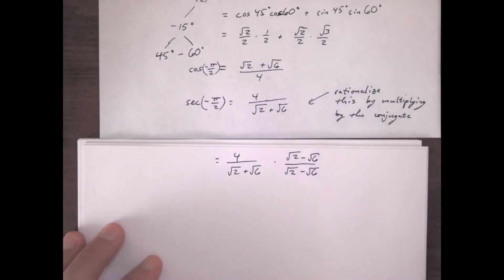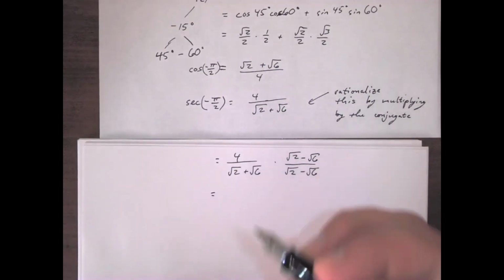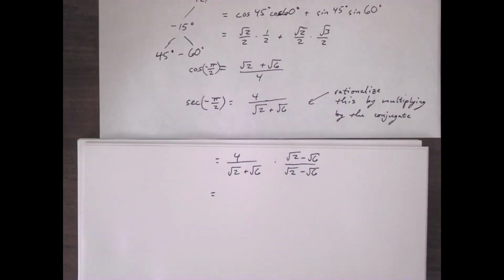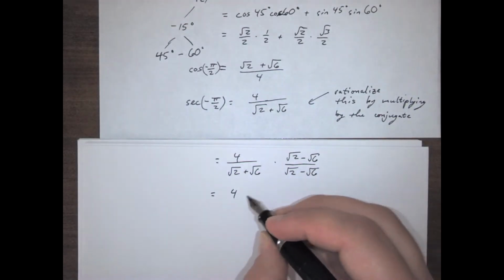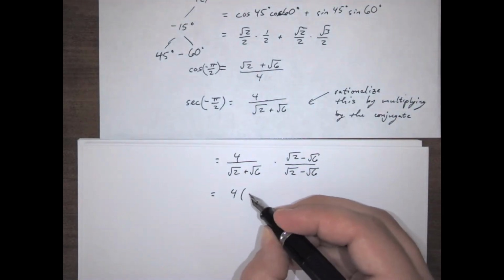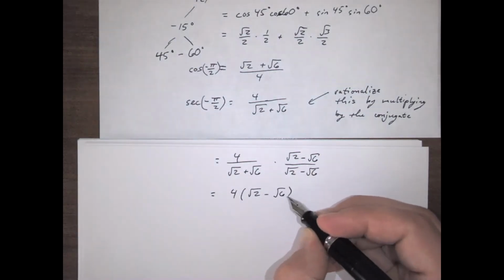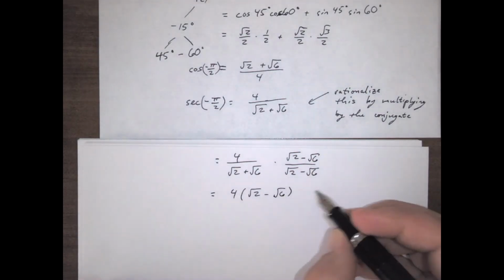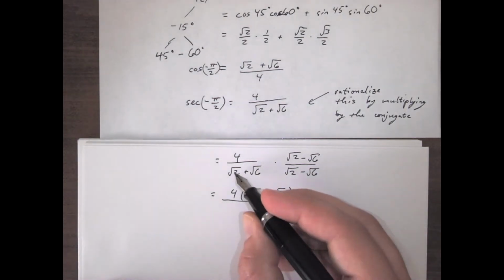Alright, now let's see why this works. The best way to see why these types of things work is just to see them in action. So first, on the top, nothing much is happening up there. Just 4 times root 2 minus root 6. The best I'm going to be able to do is maybe distribute that 4, but we'll see if that even turns out to be useful.